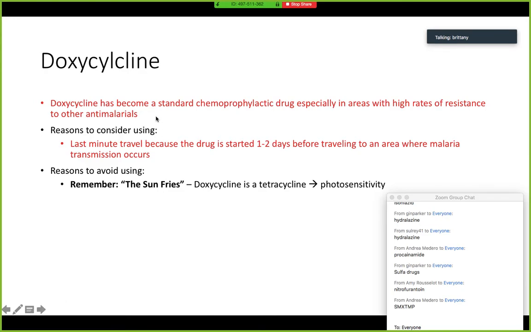Doxycycline can be used as an anti-malarial, but you want to keep in mind, which doesn't make a lot of sense to me, it seems counterintuitive, because if you're going to an area where malaria may be an issue, it's likely sunny. So you want to avoid using this if the person plans on being outside a lot because it's one of your drugs that has an adverse effect of photosensitivity or phototoxicity. So remember the sun fries: your tetracyclines, sulfonamides, and fluoroquinolones.